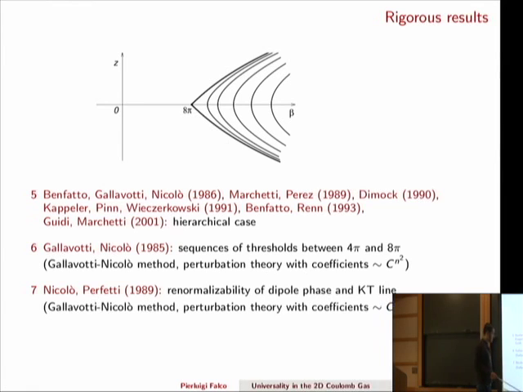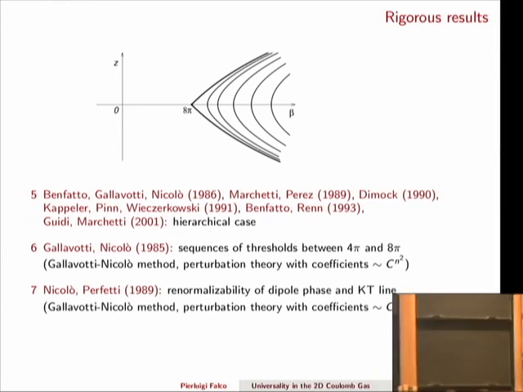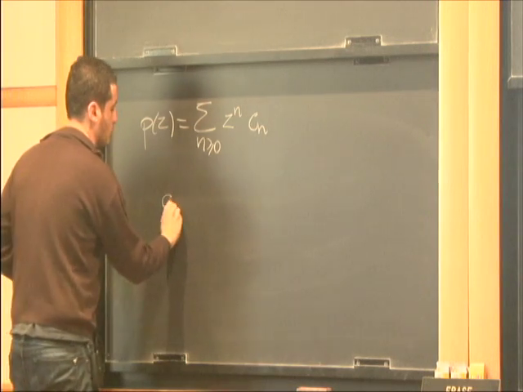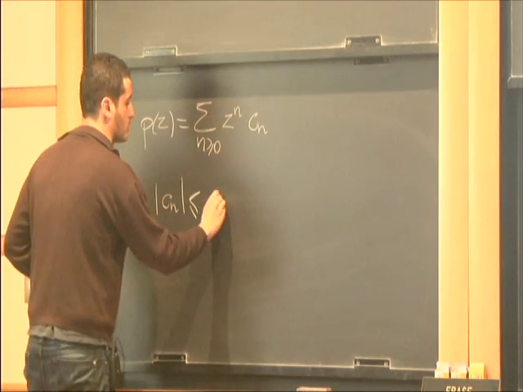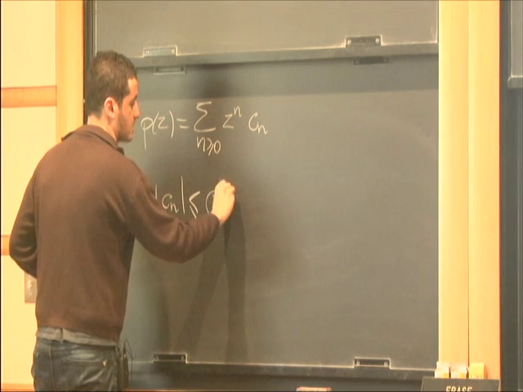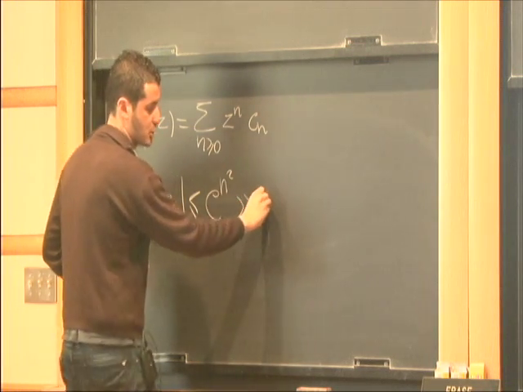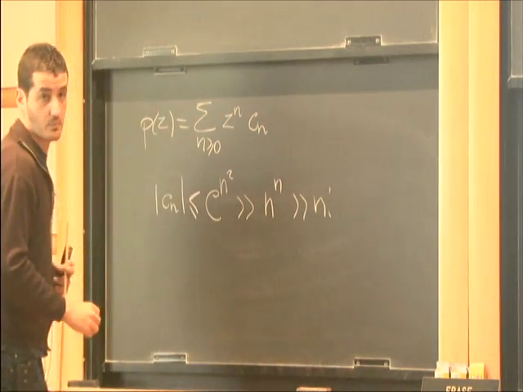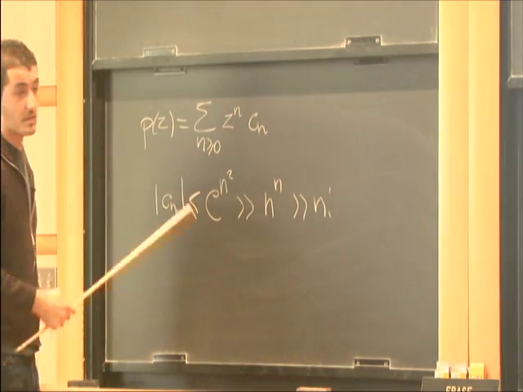The negative thing is though that the power series, so they were doing just power series with respect to z. Let's say that the pressure is a power series, but the problem is that c_n is bounded by capital C to the n squared, which is much bigger than n to the n, and so bigger than n factorial. So it's not a power series that is convergent.